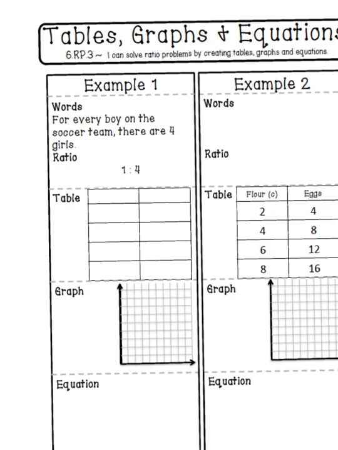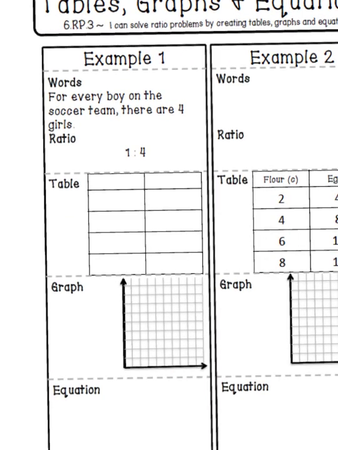So example 1 says, for every boy on the soccer team, there are 4 girls. So our ratio is right here. Okay, and then they write it for us in ratio form. We also know that we can write it in word form, and we can also write it as a fraction. Okay, now we're going to organize our ratio into a table.